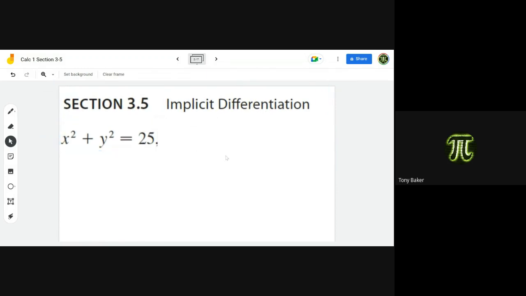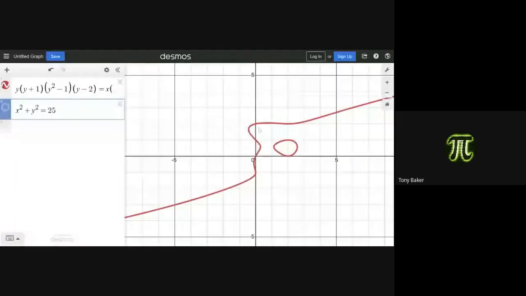So implicit differentiation allows us to take the derivative of things that we cannot solve for y, or like the graph I just showed you isn't a function at all. So when we looked at this graph here, that's not a function. That fails the function test. Like it fails the vertical line test. Okay.